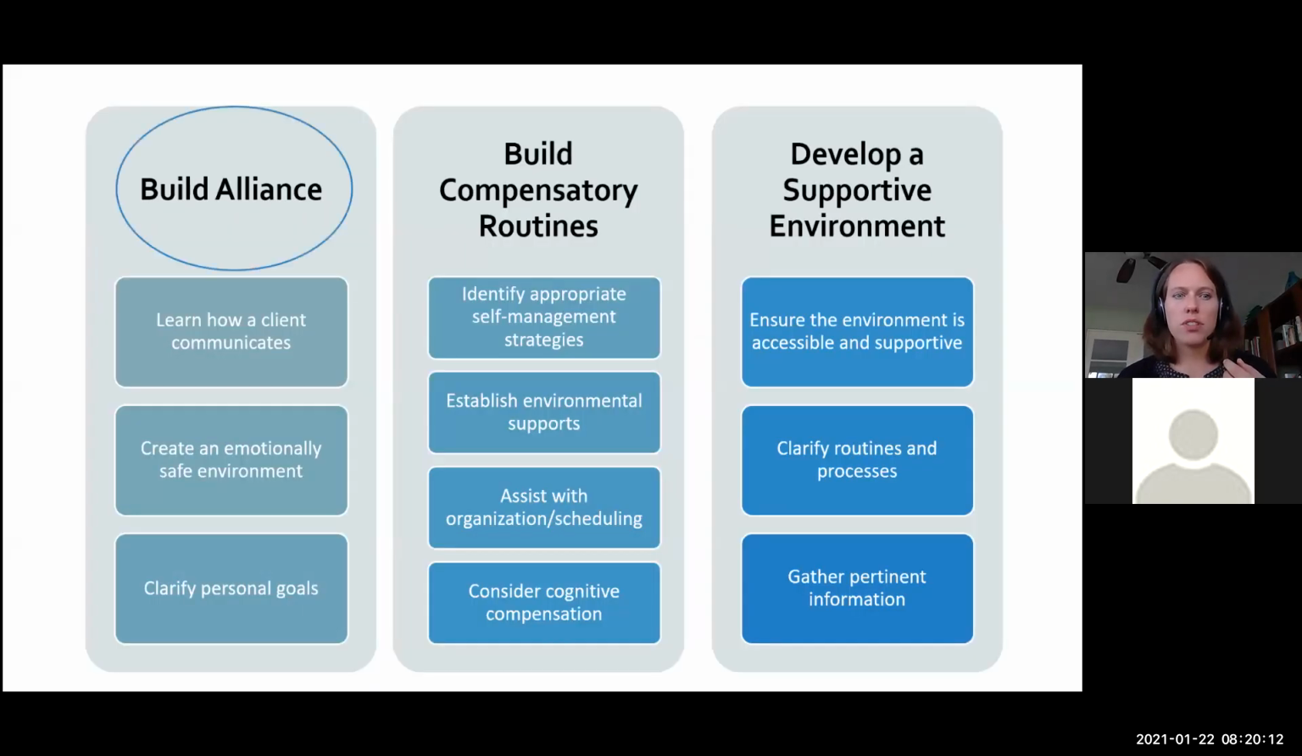And so there are three categories of things to accommodate for brain injury. One is to build the alliance, right? Build that rapport, build that therapeutic alliance with your client. And we're going to talk through that today, as well as building compensatory routines. So establishing the personal environment, assisting with these organizational pieces, and implementing compensatory and self-management strategies. The third category, developing a supportive environment, I'm going to go through more specifically in our next webinar in terms of more systemic strategies.